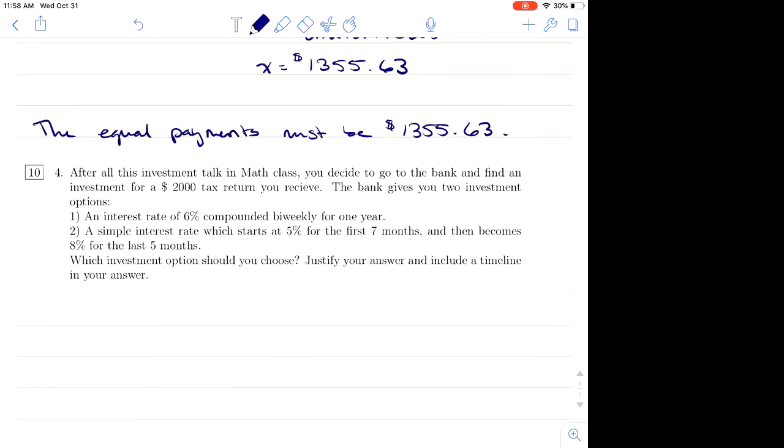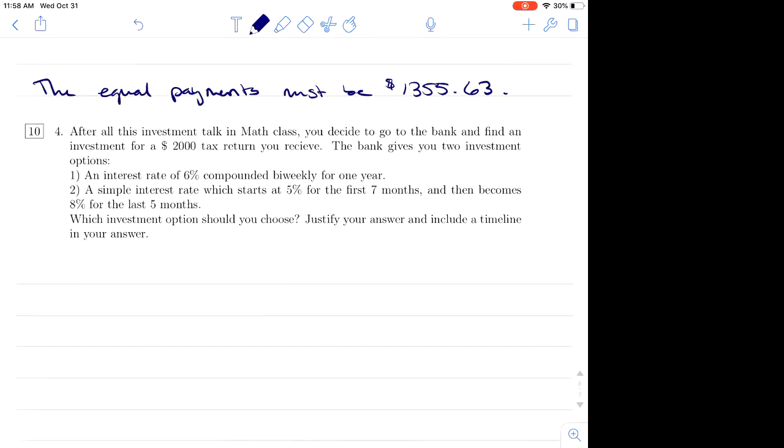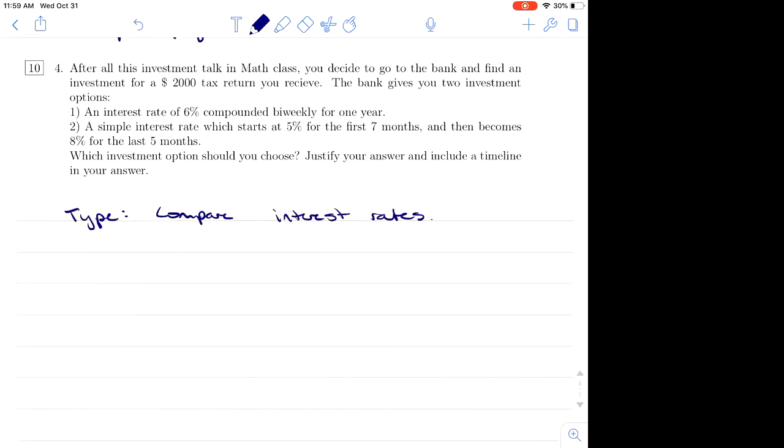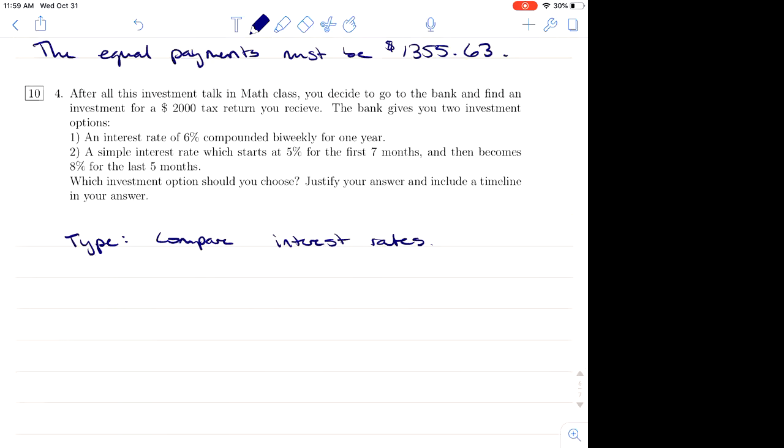Okay. So which of these is going to be better? Right, so we're going to deposit $2,000, and whichever one yields the highest future value, that's the one we pick, right? So as far as the type goes, compare interest rates. So we've got, well, first thing we should keep track of, right? Option 1 is compound interest, and option 2 is simple interest.